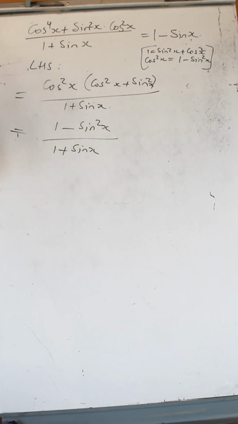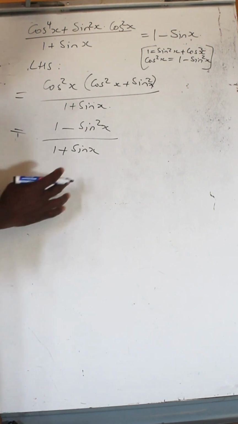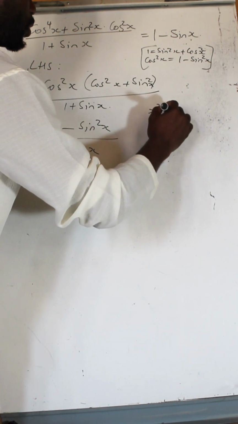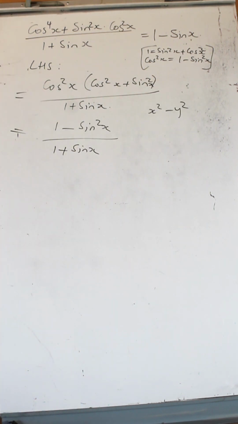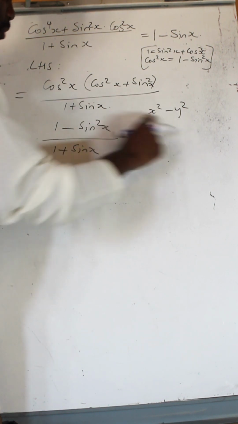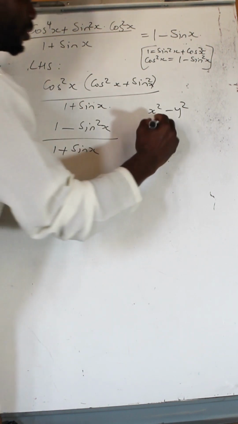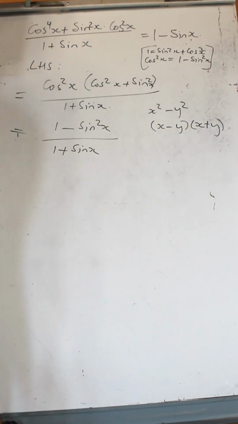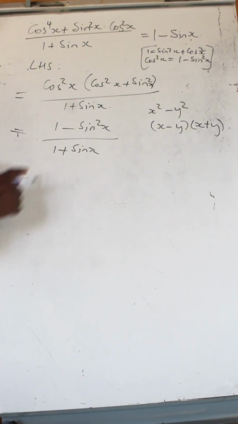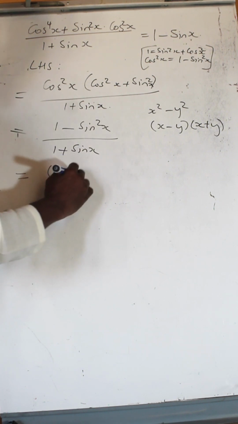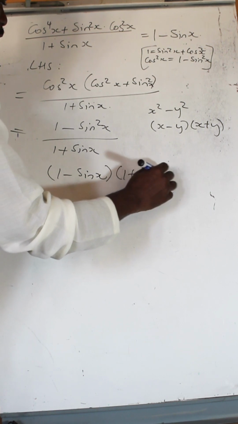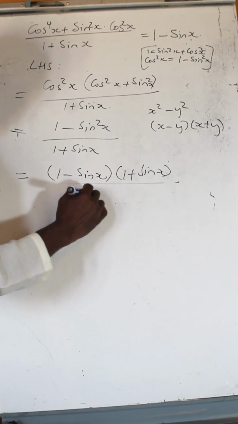Now, at this point, there's a magic we could do. It's called the difference between two squares. So this is a square, this is a square. This is a square, this is also a square. So you should be able to recognize. If you're not able to recognize, it's a problem for you. So now this thing here is 1 minus sine x and then 1 plus sine x divided by 1 plus sine x.